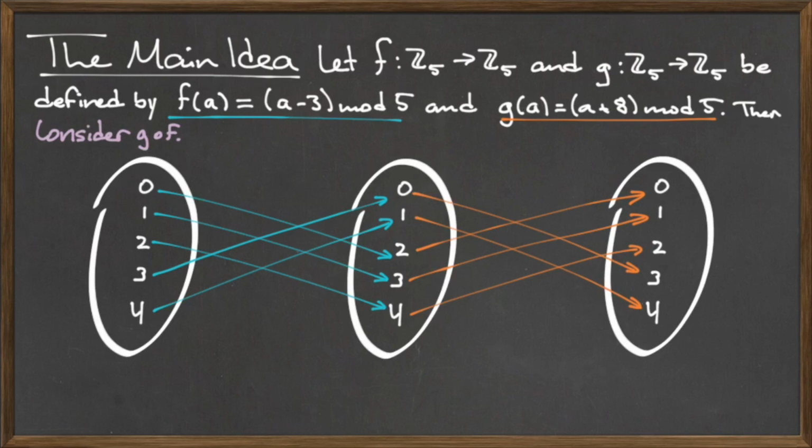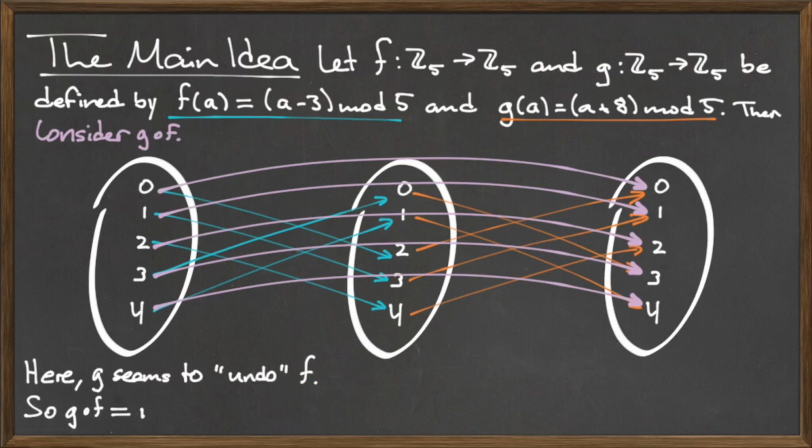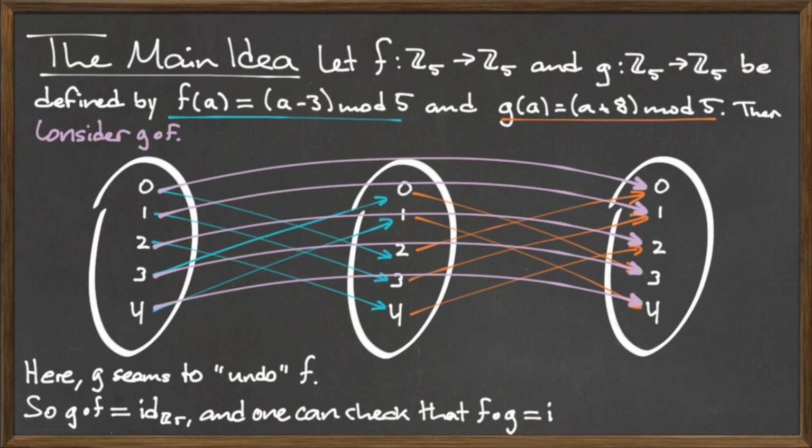In blue, we show how each element in the domain of f is sent to its corresponding image under f, and in orange, we show how each element in the domain of g is sent to its corresponding image under g. Notice how each element on the left ends up being sent back to itself at the end of the composition. For example, the element 0 is sent to the element 2 under f, and then 2 is sent back to 0 under g. The function g seems to undo the function f, which we can represent by the arrows in purple. A function that undoes another function is known as an inverse function.